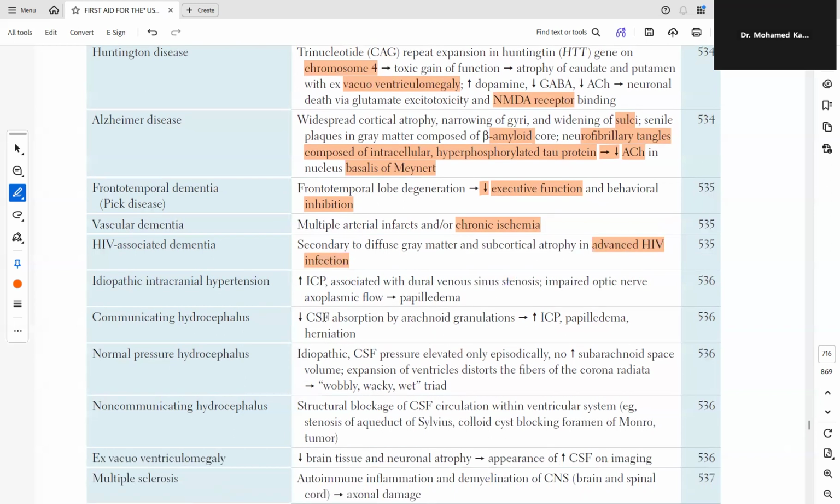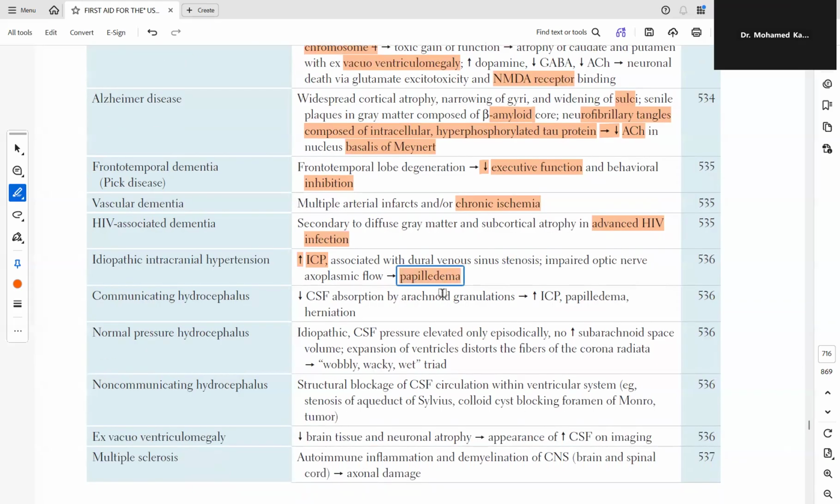Idiopathic intracranial hypertension: increase in intracranial pressure associated with dural venous sinus stenosis, impaired optic nerve (second cranial nerve) axoplasmic flow, leading to papilledema. Communicating hydrocephalus: reduced CSF absorption by arachnoid granulations, increased intracranial pressure, leading to papilledema and also herniation of the brain structures.